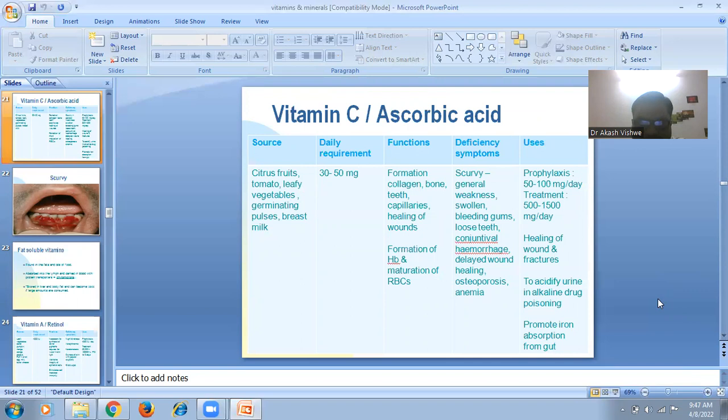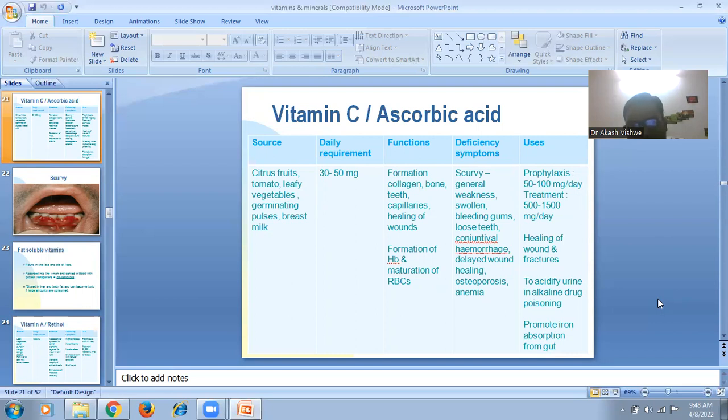Now the another vitamin we have, that is vitamin C or ascorbic acid. The sources of ascorbic acid are citrus fruit, tomato, leafy vegetables, germinating pulses, and the breast milk of the mother. Daily requirement of vitamin C is 30 to 50 milligram. Functions of vitamin C are formation of collagen, bone, teeth, capillaries, and healing of wounds. Formation of hemoglobin and maturation of the RBCs.